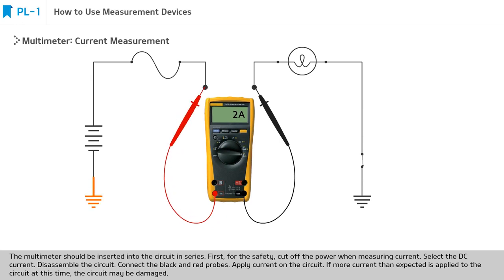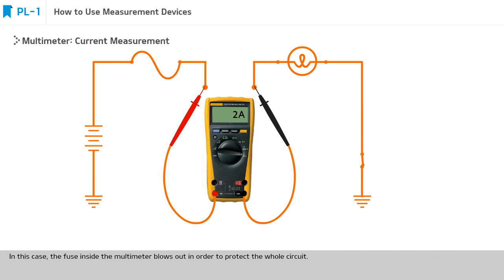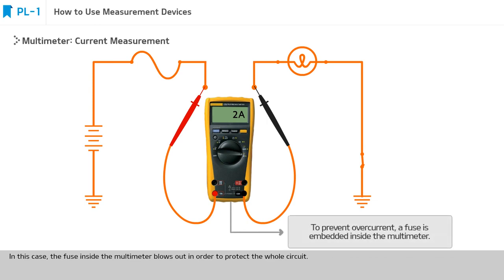Apply current on the circuit. If more current than expected is applied to the circuit at this time, the circuit may be damaged. In this case, the fuse inside the multimeter blows out in order to protect the whole circuit.